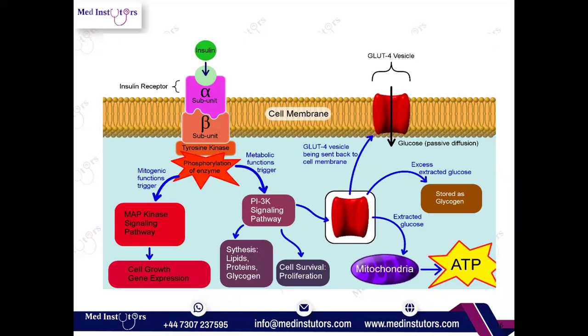Now, insulin also has a metabolic function trigger, where the phosphoinositol 3 phosphate signaling pathway results in the synthesis of lipids, proteins, glycogen, and cell proliferation. And the main thing is the GLUT4 vesicle being sent back to the cell membrane so that the GLUT4 is available for the extraction of blood glucose into the cells through passive diffusion. And this glucose is sometimes stored as glycogen or utilized by the mitochondria to produce ATP, that is the energy. So this is how the insulin helps in the utilization of the blood glucose to produce energy to help in cell proliferation, cell growth, and gene expression.